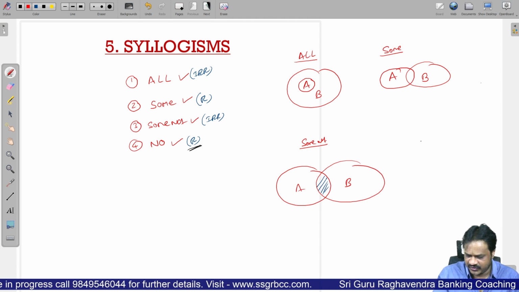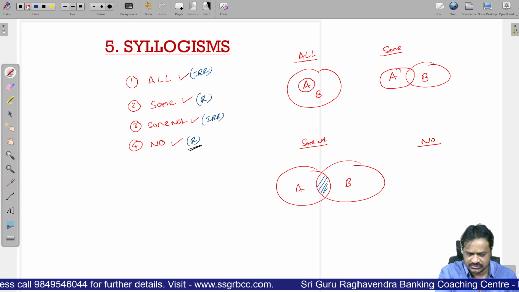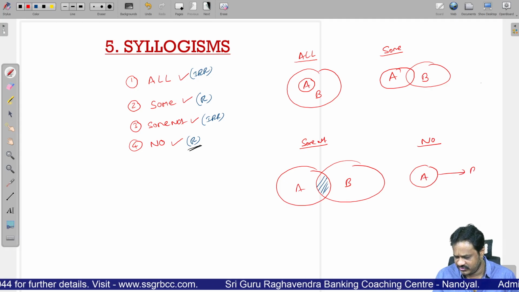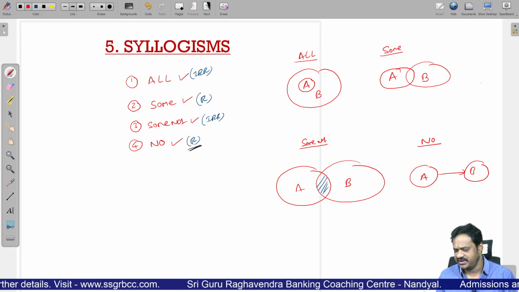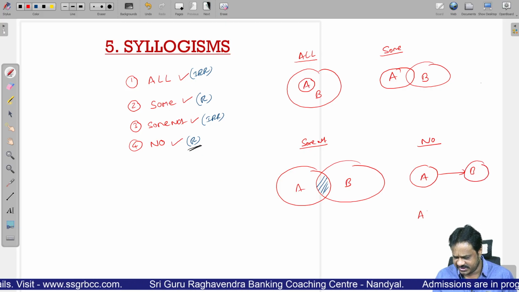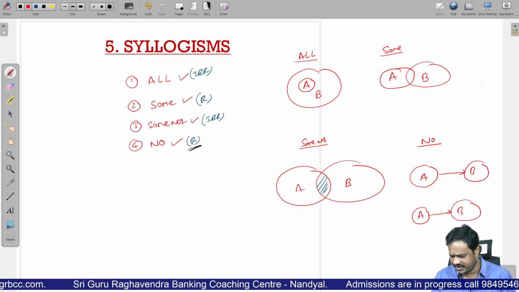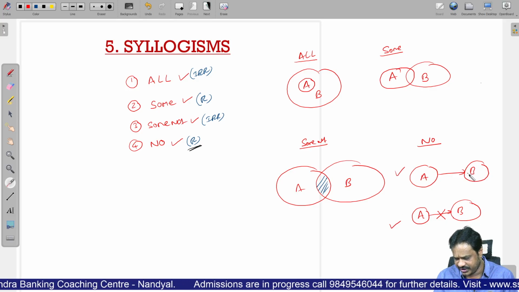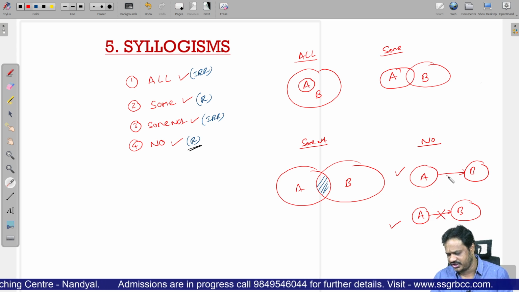Then no. No A is B. This is how you represent no A is B. In some websites or other sources, they will be representing it this way also. No A is B. This is correct, and this is also correct. You can represent it in both ways. No A is B. Here also no A is B.